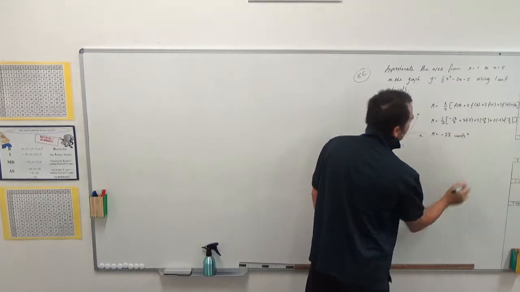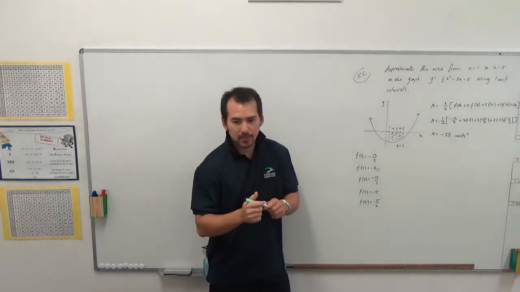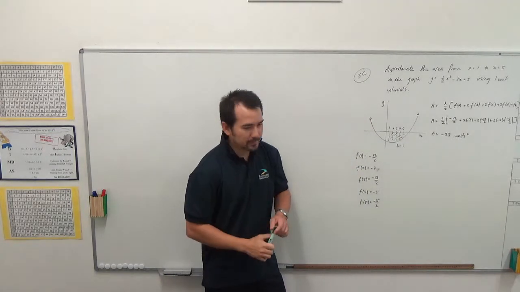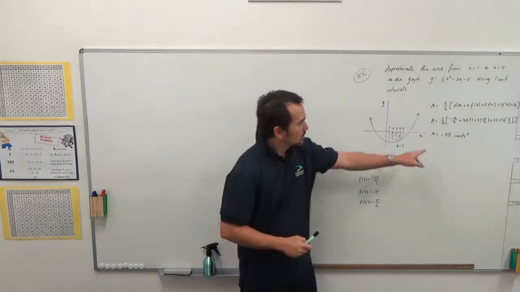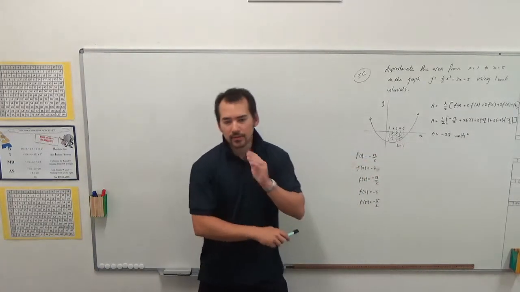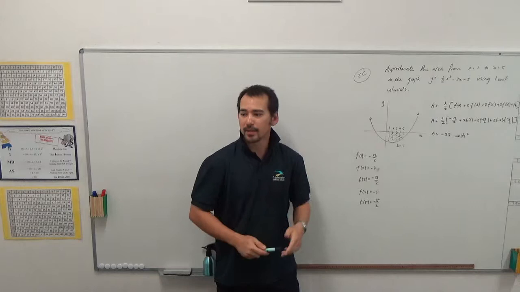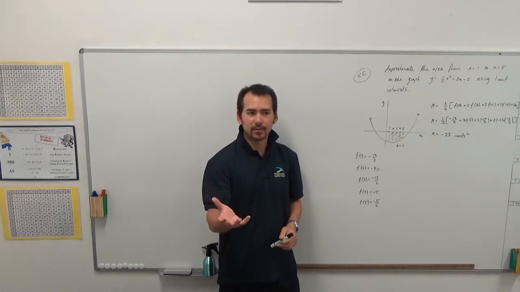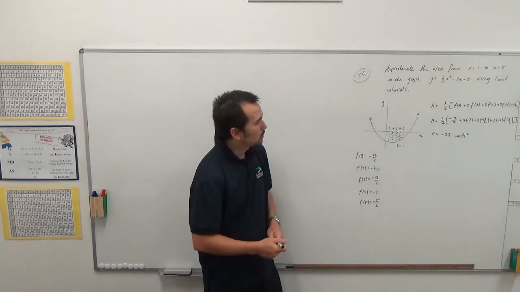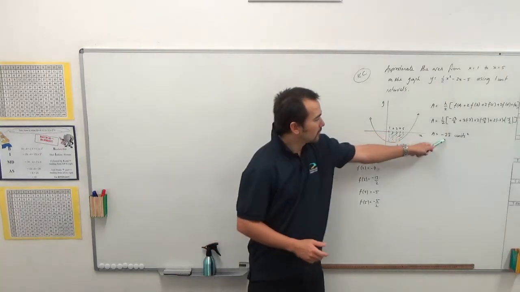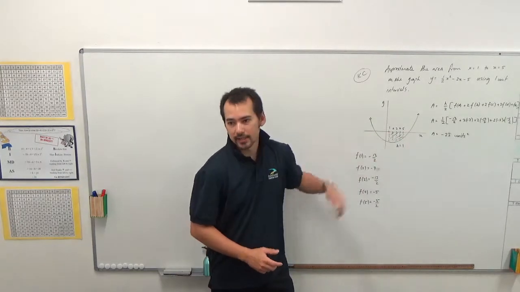Negative 23 units squared. Okay, let's just pause there for a second. Errol, can you verify that answer for me? So our area is negative 23 units squared. What's wrong with that picture? It's negative, right? We have a negative area. And so really, the negative represents that this area is below the x-axis.